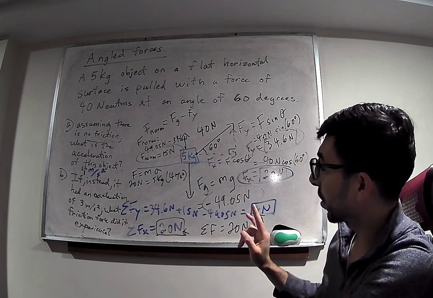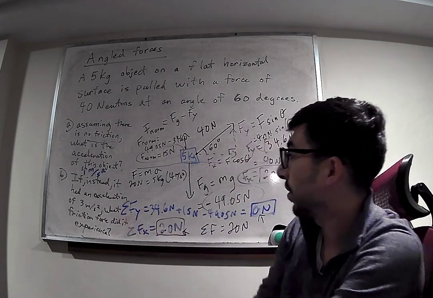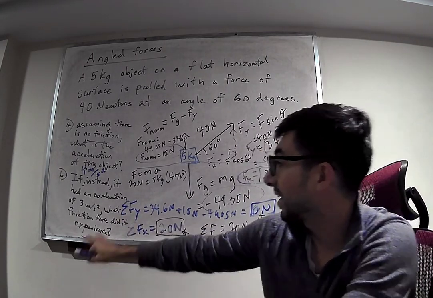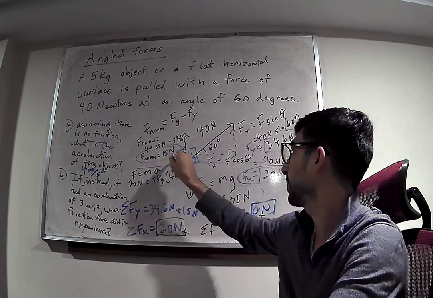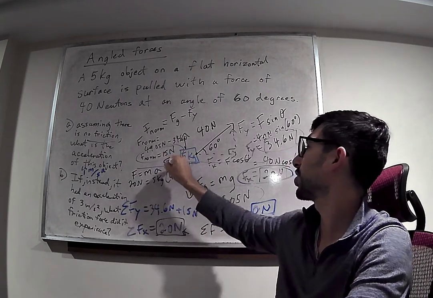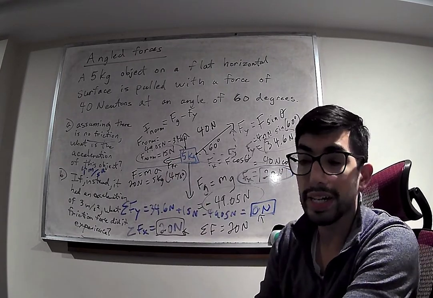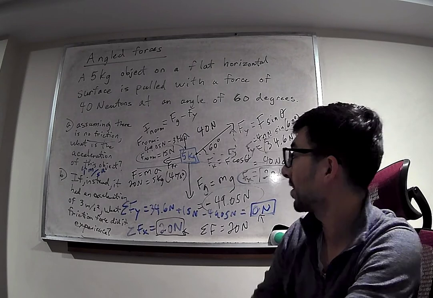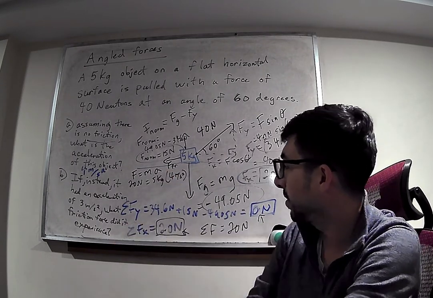Let's go a little bit farther with this. I am actually going to erase some of this work, but we're adding a new thing here. If instead it had an acceleration of 3 meters per second squared, what friction force did it experience? First of all, force of friction is always opposite the direction of motion. Force of friction only slows objects down, so it's opposite the direction of motion. And our question is, okay, well, the acceleration is 3 meters per second squared.